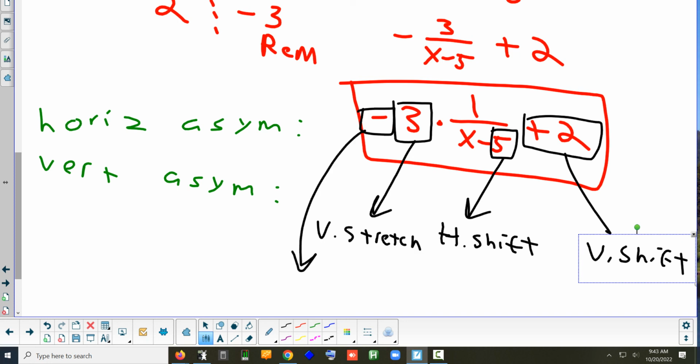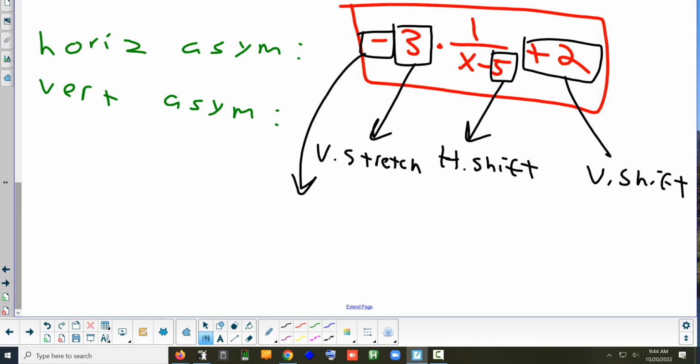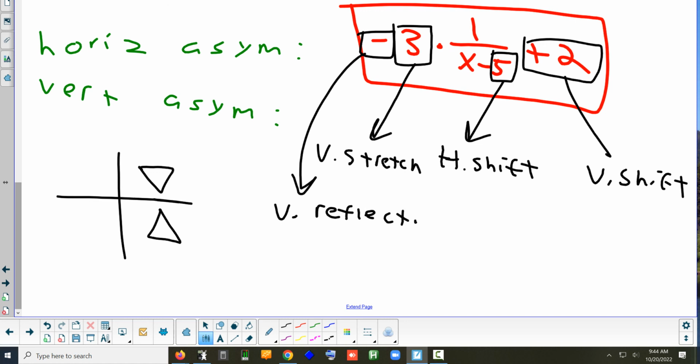And we've talked about this a couple times. When you put a negative in front of a number, what does that cause your graph to do? Right. This is what we call a vertical reflection because it's with the vertical number. A vertical reflection would look like this. That's a vertical reflection, flipping up to down. So, how many transformations are happening in this problem?